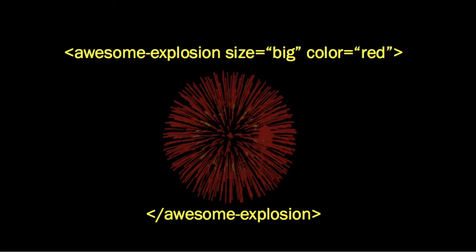Well, what if you could make your own that had their own implications? That's what Web Components allows you to do. It allows you to know that that's going to work everywhere the same way, regardless of where you're viewing it. Just the same as a paragraph tag on one page is going to look the same in every browser. So in this case, I'm making an awesome explosion tag that has a size and a color associated with it.